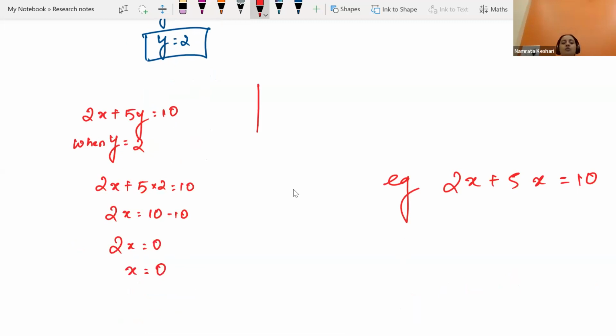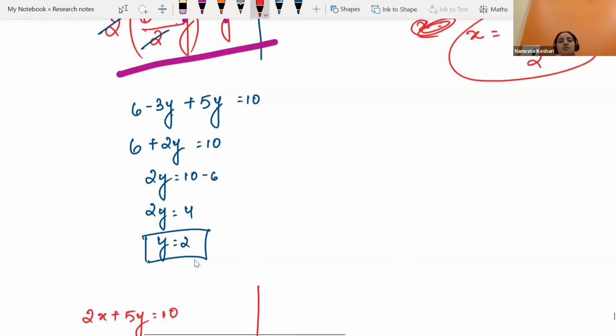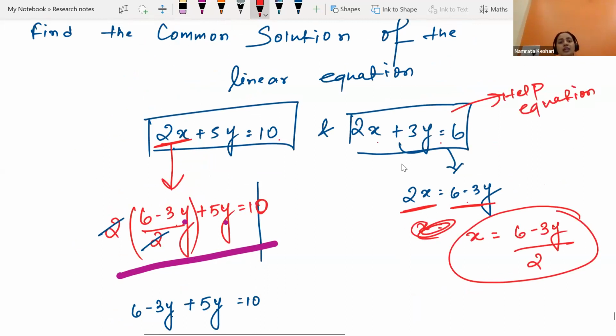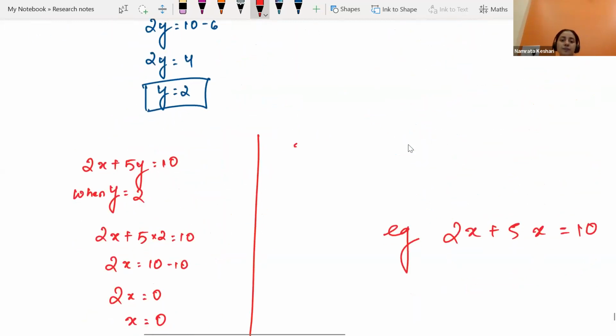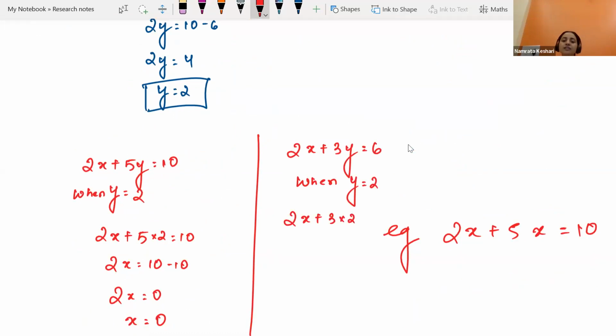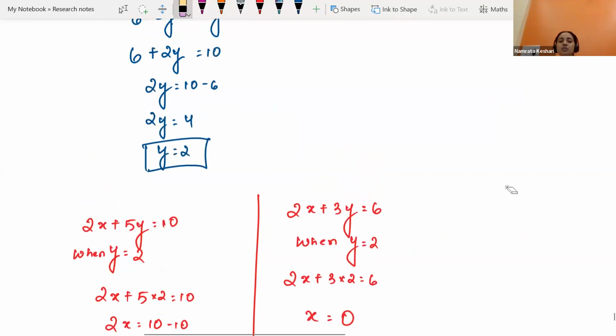Okay, I told you that you can take out the x value by substituting this y in any one of the equations. So let's check by substituting it in the second equation. 2x plus 3y is equals to 6. It will be the same. That's why I told you that you can substitute it in any equation, you will be getting the same x value. And what is the common solution then? 0 comma 2 is the common solution. How did we find this common solution?